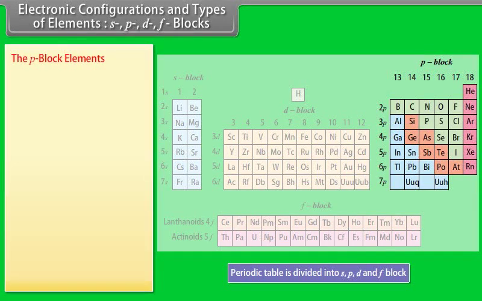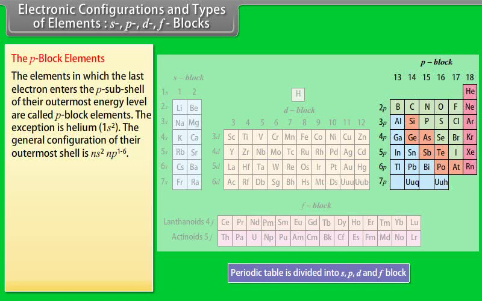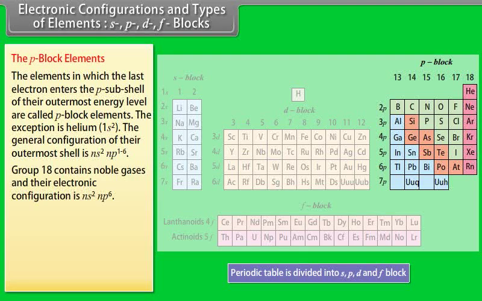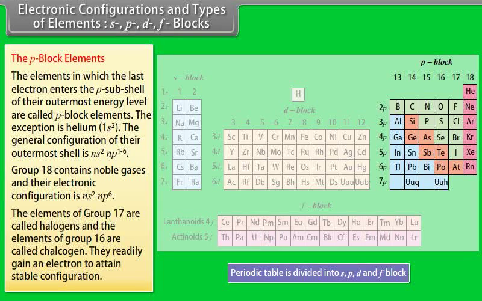The P block elements. The elements in which the last electron enters the P subshell of their outermost energy level are called P block elements. The exception is helium. The general configuration of their outermost shell is: Group 18 contains noble gases and their electronic configuration is: the elements of group 17 are called halogens and the elements of group 16 are called chalcogens. They readily gain an electron to attain stable configuration.